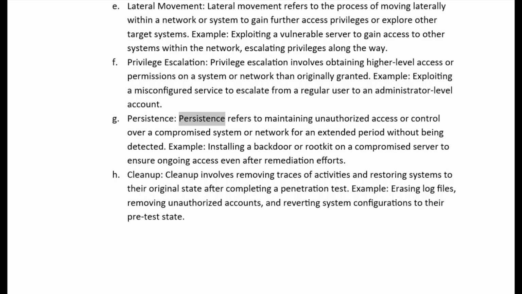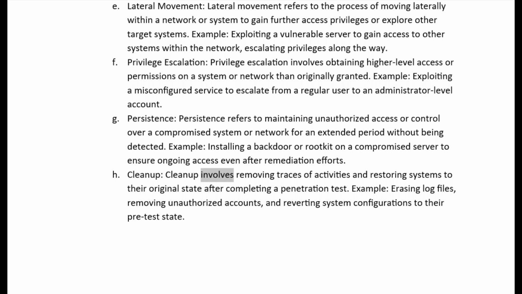Persistence. Persistence refers to maintaining unauthorized access or control over a compromised system or network for an extended period without being detected. Example, installing a backdoor or rootkit on a compromised server to ensure ongoing access even after remediation efforts.